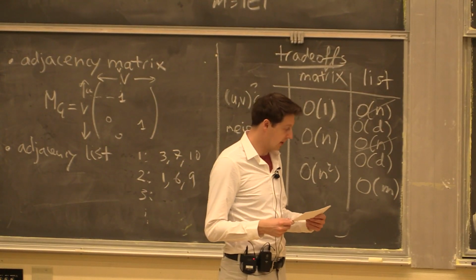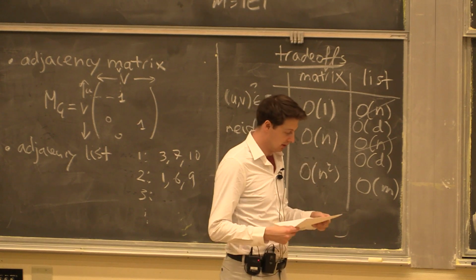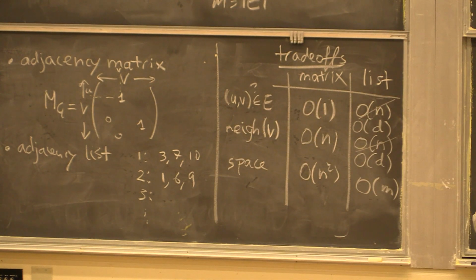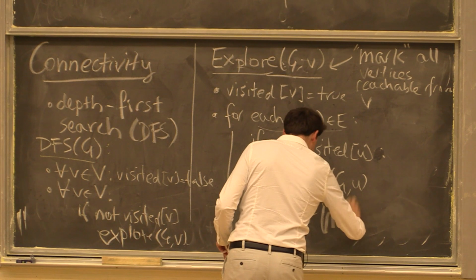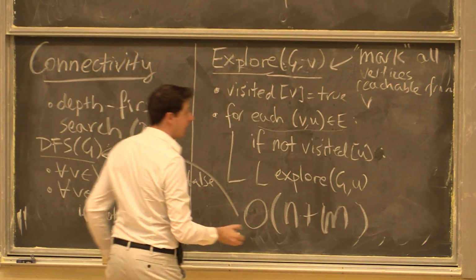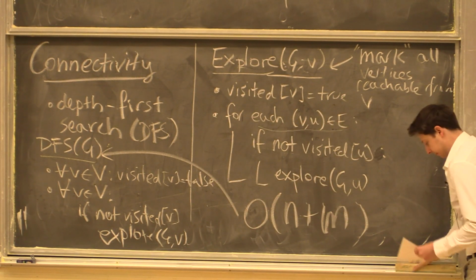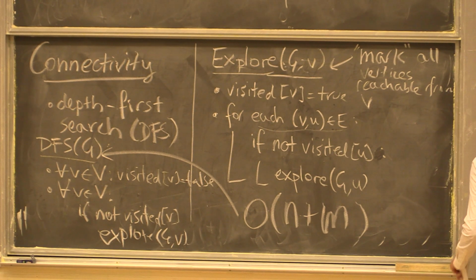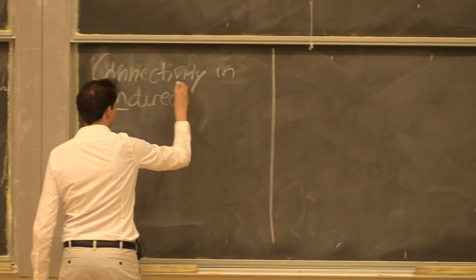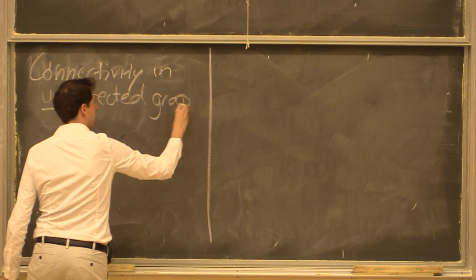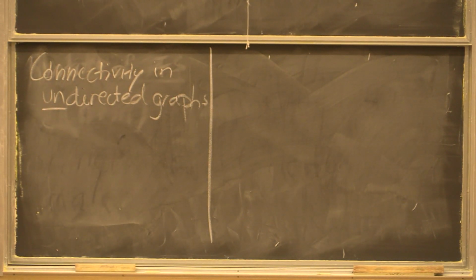Okay, now that we have DFS out of the way, let's talk about connectivity. So let me actually write the running time of DFS here, and give myself space here. All right, so now we want to talk about connectivity in undirected graphs. For many problems that we'll consider, the undirected case is going to typically be easier. It certainly is the case for connectivity.